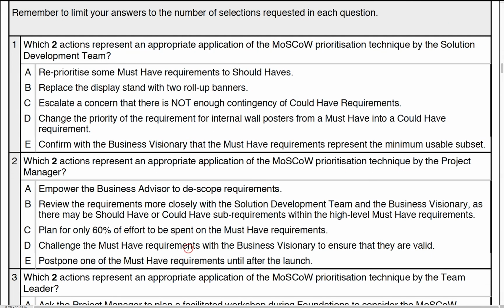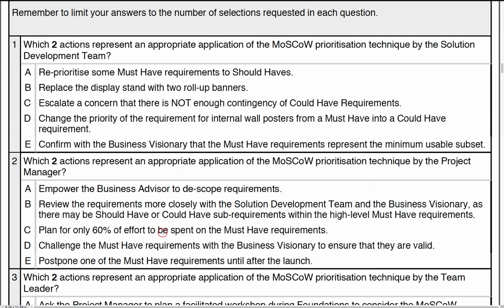That's a good question 2. Now we look at prioritization and the project manager's aspect. So firstly, empower the business advisor to de-scope requirements. Well, apart from the fact that the advisor is only part-time, they certainly don't have the power to de-scope any requirements, certainly from musts to shoulds, and as all those 4 requirements are musts, that is out of order. Review the requirements more closely with the SDT and the visionary, as the maybe should to coulds sub-level within the must-haves. Well, that's also quite possible too if they broke them down a little bit further and they provide some contingency that way. So that is a good answer.